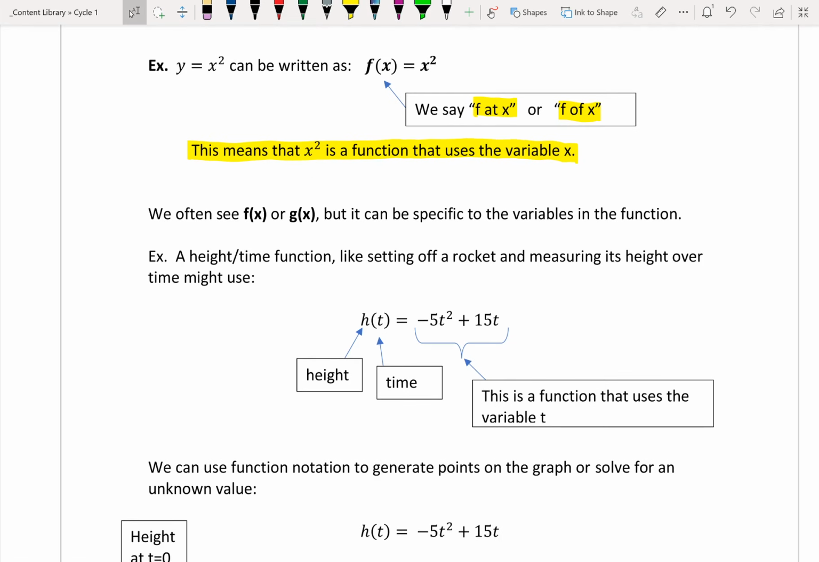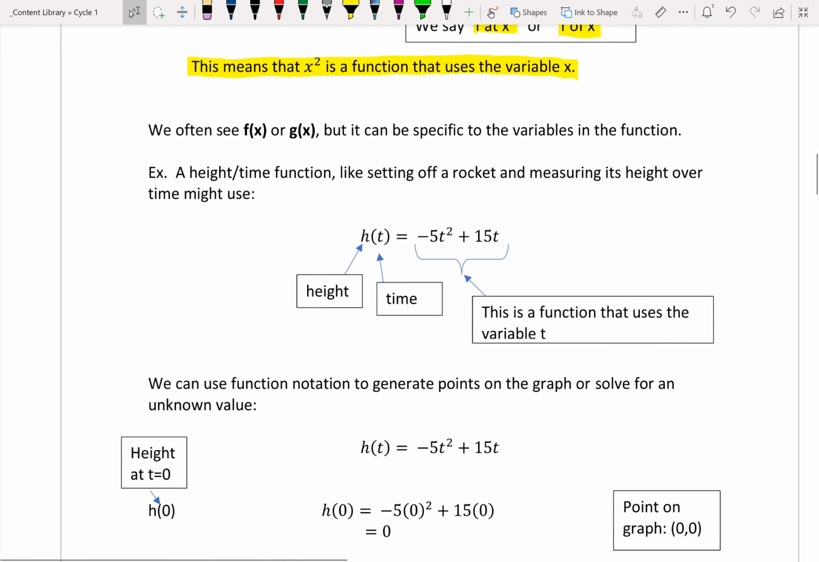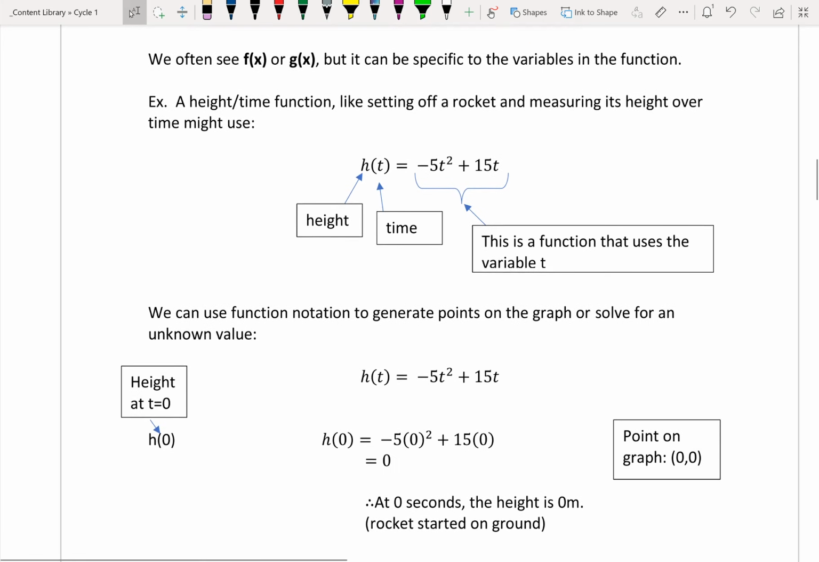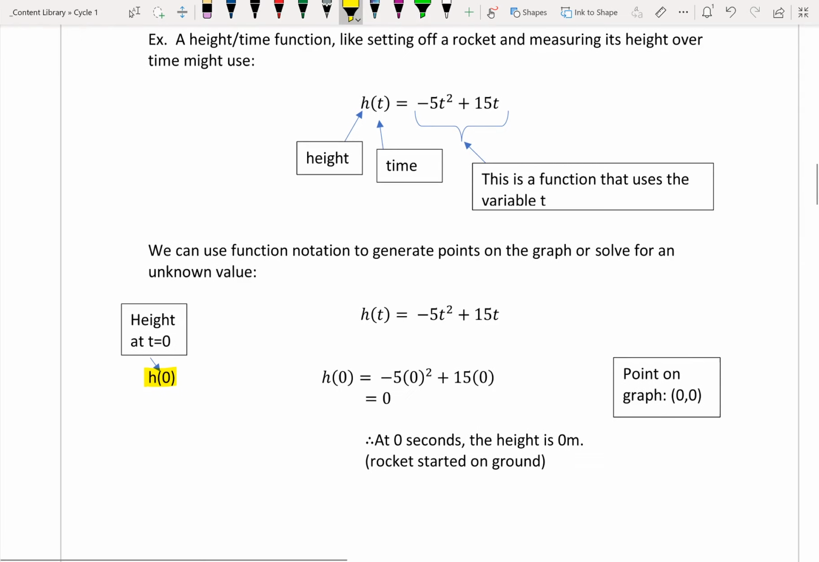The reason we use function notation is that it's an easier way to write, because we can use function notation to generate points on a graph or solve for an unknown. So if I take that same equation above, h of t equals negative 5t squared plus 15t, I can change that to say h of 0. What h of 0 is saying is the function of height when time is equal to 0. So in our equation, because that t is changed to 0, the t's in our function have also changed to 0.